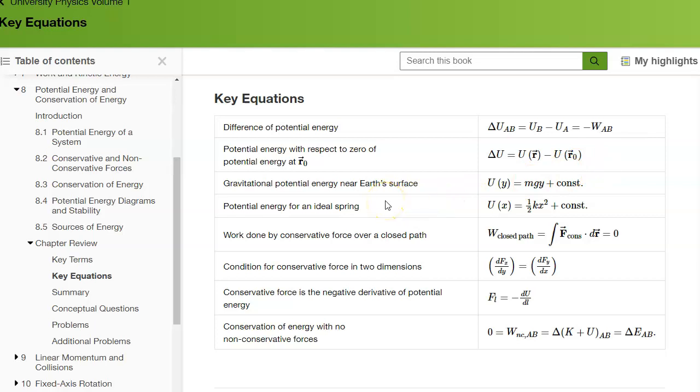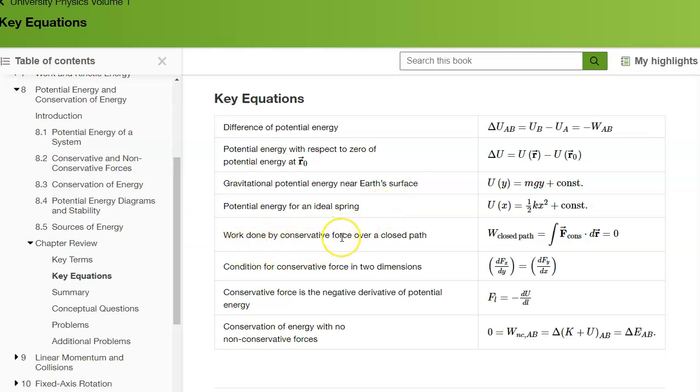The potential energy of an ideal spring is 1/2 kx squared. This x is the distance the spring is deformed from its rest position. So it's not the length of the spring, it's how far it's deformed from its rest position. Positive x is stretching the spring, negative x is compressing the spring, and it's simply the distance from that. This constant k is the spring constant, in newtons per meter. So when you take newtons per meter and multiply by meter squared, you get a newton meter, which is a joule.